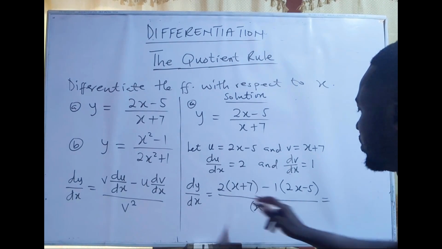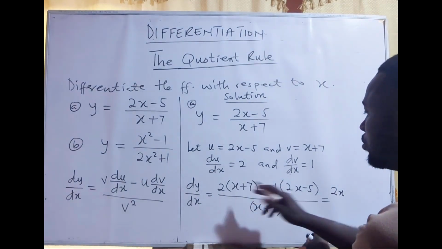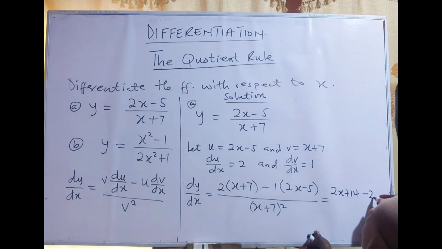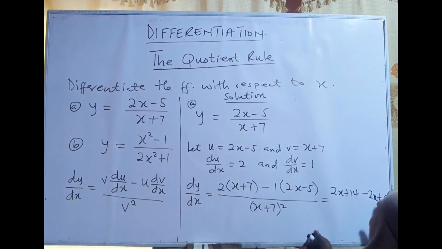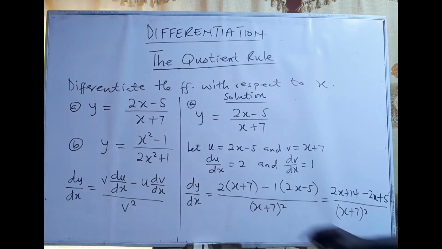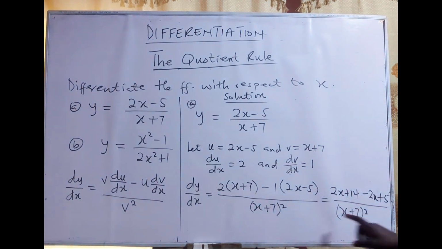We'll have 2 times x will give us 2x. 2 times 7 will give us 14. Then minus 1 times 2x, 2x. Minus 1 times minus 5 will give us positive 5. All divided by x plus 7 all squared. So 2 times x gives 2x, 2 times 7 is 14, minus 1 times 2x is minus 2x, minus 1 times minus 5 is plus 5.